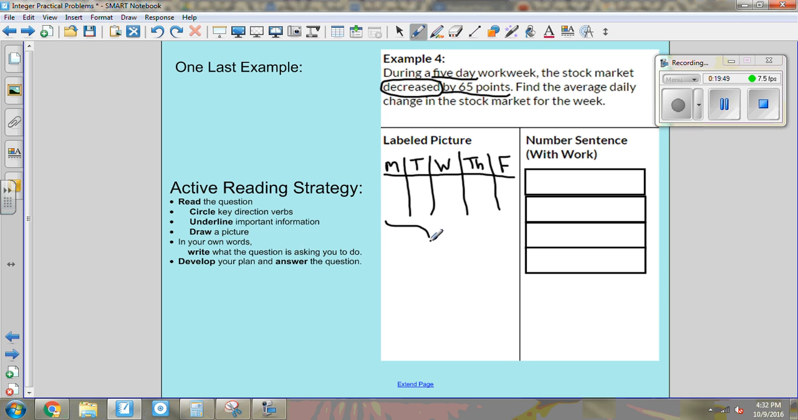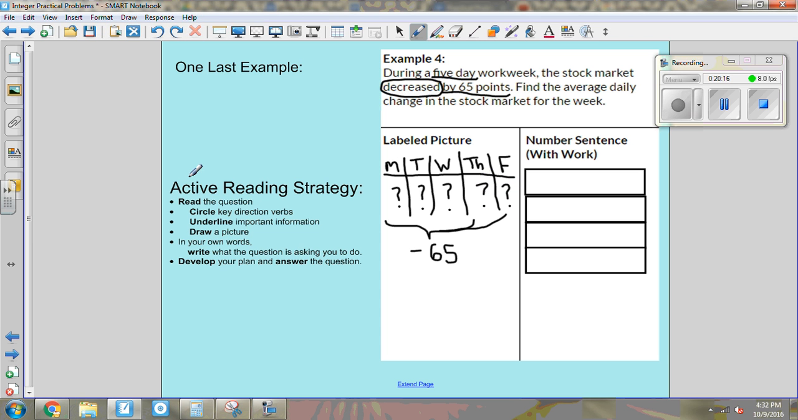And over all this time, no, I didn't go quite far enough. Over all this time, it went down, it decreased negative 65 points. And I want to know how much for each one of these days. So I'm going to draw question marks because that's what I'm trying to figure out. How much did it decrease for each one of those days?